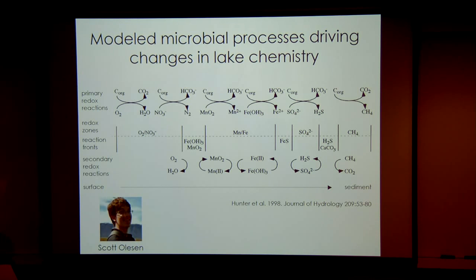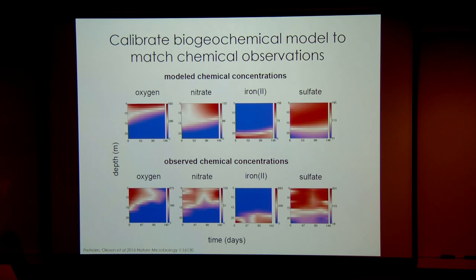And so when we calibrated the model to match our observations, this is the modeled chemical concentrations, and we tried to match it to the observed chemical concentrations, and this is depth in the water column, and over the course of days from the beginning of spring to the middle of the summer. And you can see the red shows you the higher concentrations and blue lower concentrations. So we calibrated it to match the chemical data as well as we could.